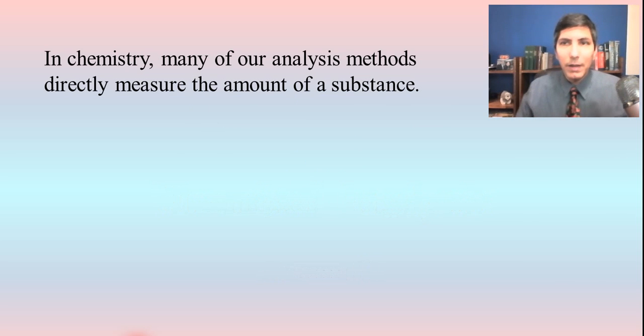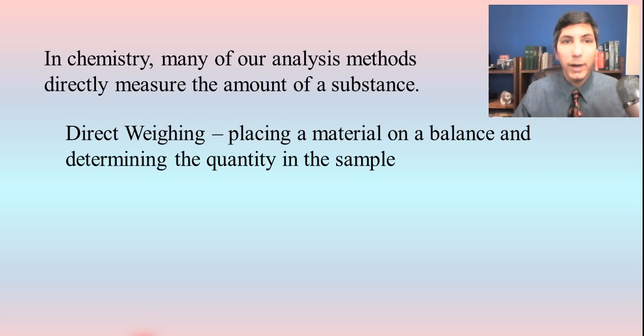Now, when we talk about chemical analysis, in chemistry, much of what we do is in the laboratory. And a lot of our analysis methods involve directly measuring the amount of a substance. Some examples of that might be direct weighing. Now, it's very rare that we actually analyze something by just sticking it on a scale and finding its mass. But it is possible that we could do that. We could just take the material and put it on a balance and see how many grams there are. That is a way of determining how much of something there is.